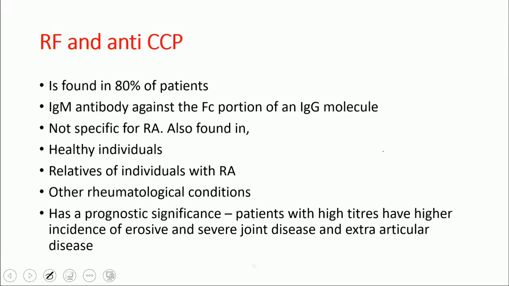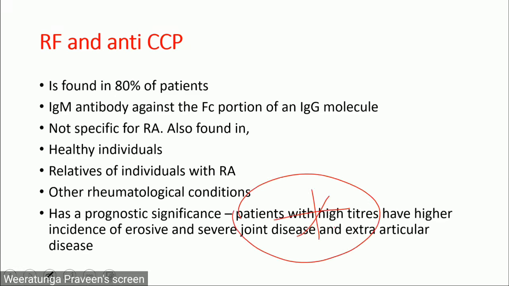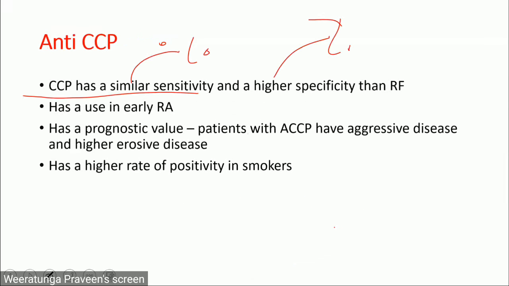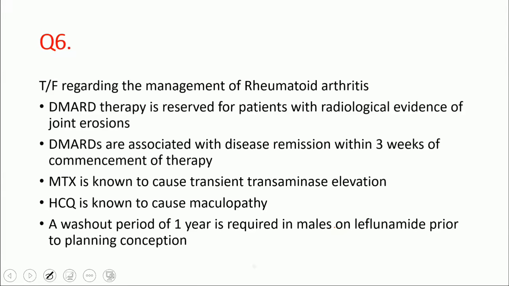So rheumatoid factor, anti-CCP. Rheumatoid factor is an IgM antibody. If you want to know that bit of information, and it is not specifically found in lots of other types of problems, right? Even people who have family history of rheumatoid arthritis can have positive rheumatoid factor. But it has a prognostic significance. We said that, didn't we? I told you that. The higher it is, the poorer the prognosis, the higher the extra-articular disease, right? And same with anti-CCP. But it has much higher sensitivity and much higher specificity for sure, for rheumatoid arthritis diagnosis.